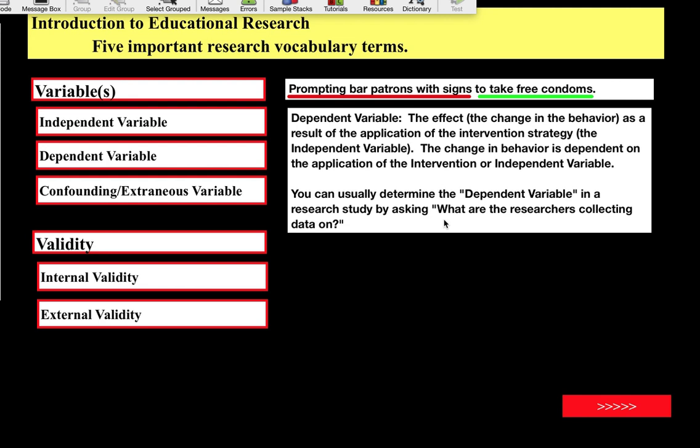That was the cause. So dependent variable is the effect. In a cause and effect relationship, the effect is the dependent variable. And you can always ask yourself the question, what is the researcher collecting data on? And data begins with D, and dependent variable begins with D.